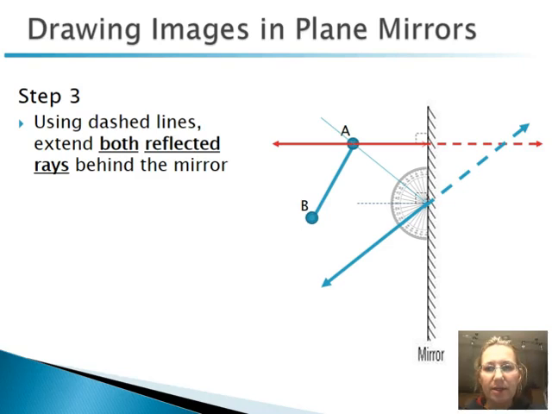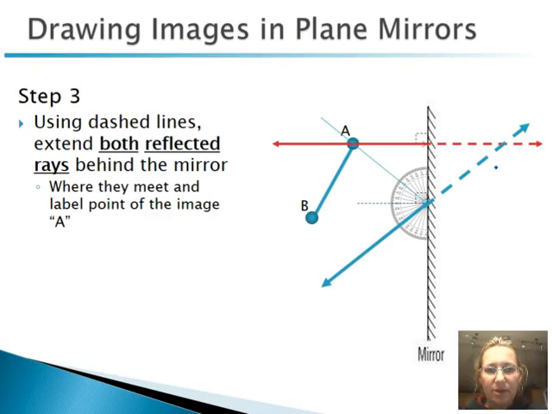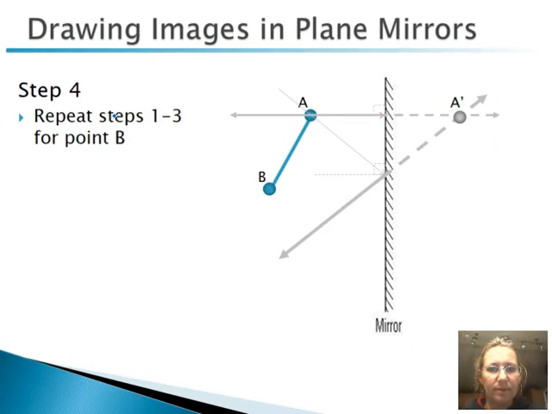Now, you'll notice that they intersect. At this point where they intersect, we label that point A prime. This is the original point A, and this is point A of our image. Now to find the rest of the image, we're going to repeat those steps, but for point B. I've grayed out what we've just done because there's going to be a lot of lines up here. So we're going to start again.